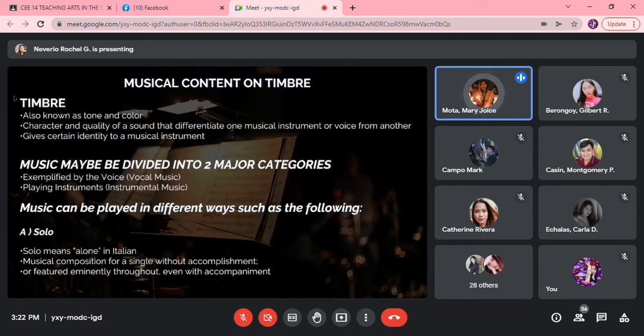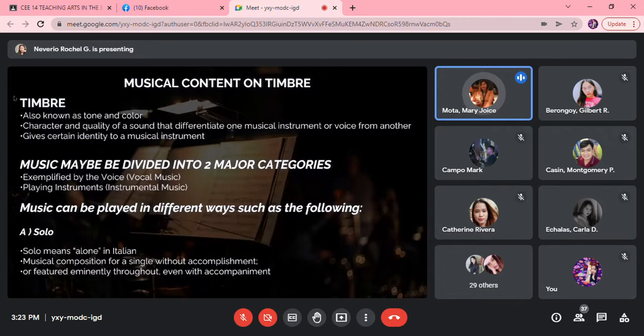So, what is timbre? It refers actually to the sound produced by a particular voice or instrument, also known as tone and color. It will also be helpful to distinguish between pitch, intensity, and duration. So it gives a certain identity to a musical instrument or to the voice of a person or a singer artist.